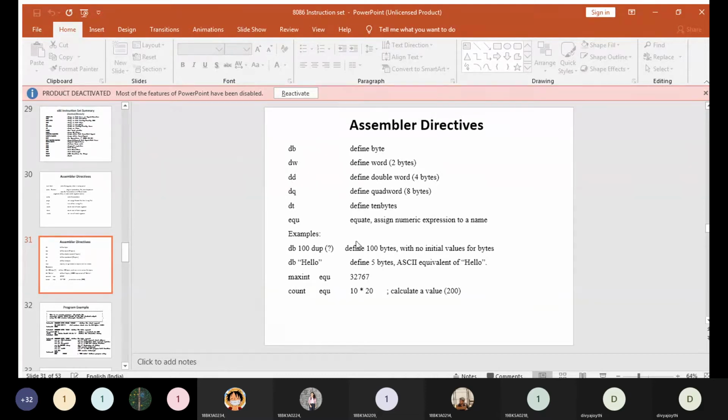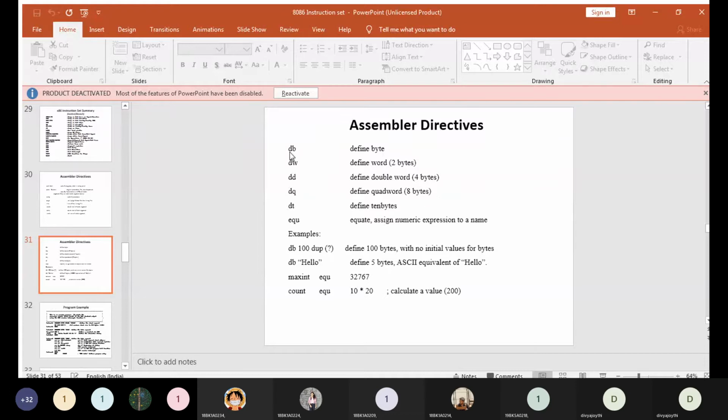So here you can see some examples of assembler directives. We have plenty of assembler directives that the 8086 microprocessor supports. As we can't discuss all of them because of time limits, we will be discussing the directives which we will be using more widely while writing programs. So here I have written a few of the directives which are more widely used, especially in the laboratory.